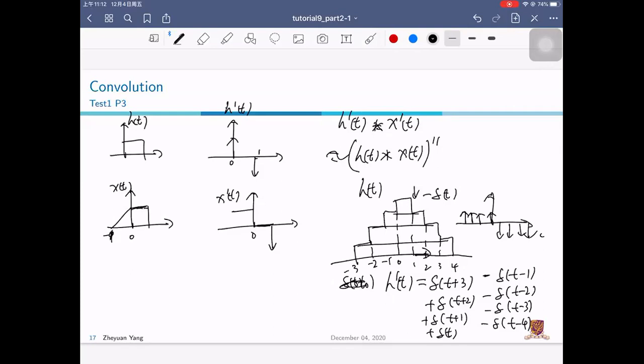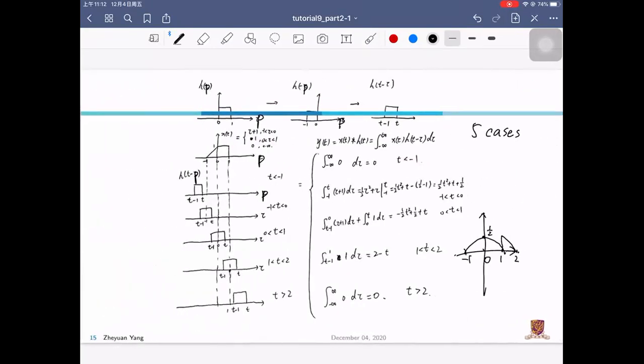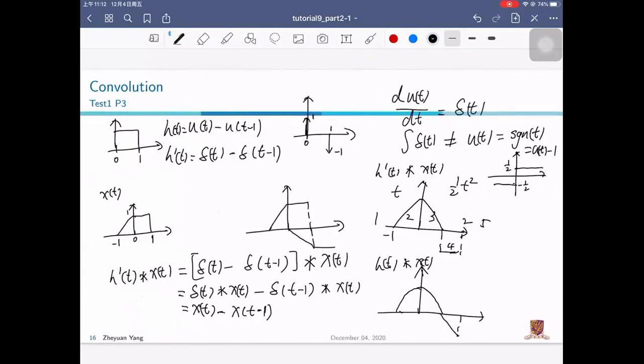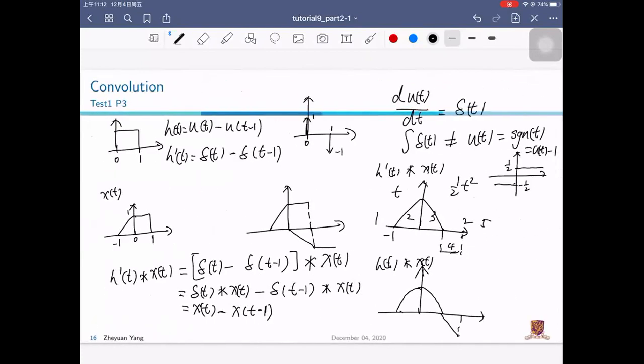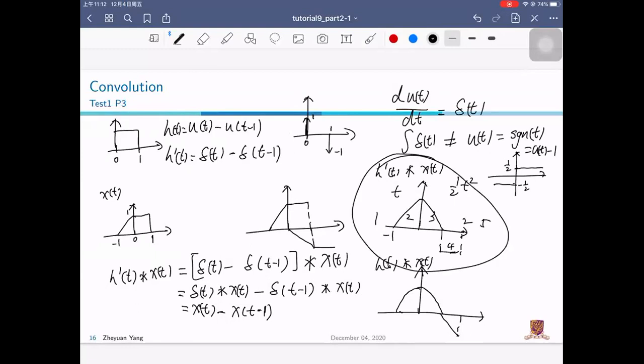Okay, so in the final exam, we also have the convolution problem. First, you can do it using the regular method to get your result. If you want to check the cases and the range, you may use the second method. And also you can check by doing the differentiation of your answer. Say you're doing the differentiation of this, you can finally plot it out and it will look like this. It is equal to the convolution of h prime t and x(t). Okay.